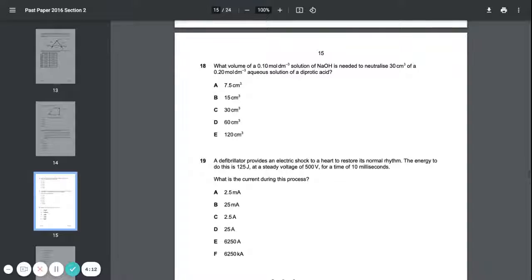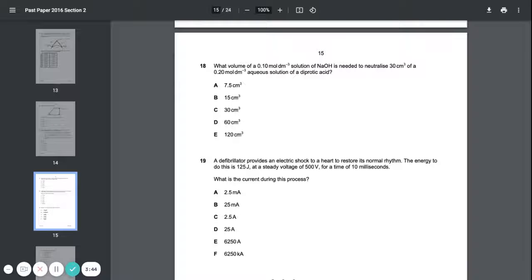Question 18. What volume of a 0.1 mole per dm cube solution of NaOH is needed to neutralize 30 centimeter cube of a 0.2 mole per dm cube aqueous solution of a diprotic acid? So a diprotic acid releases 2 hydrogen ions per molecule, which means that we'll need 2 moles of NaOH to neutralize 1 mole of diprotic acid, as it releases 2 hydrogen ions.